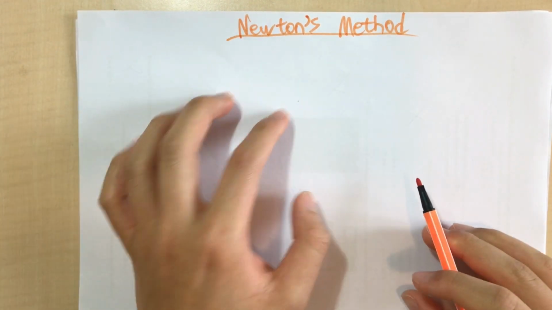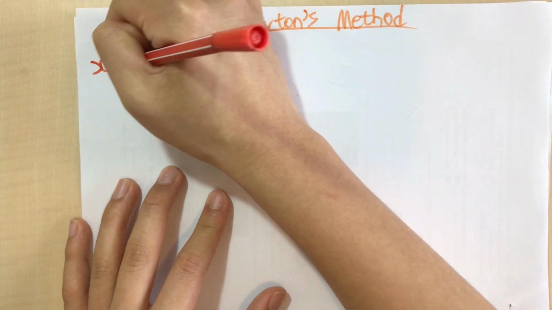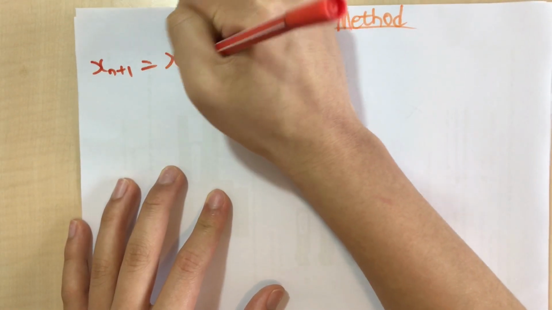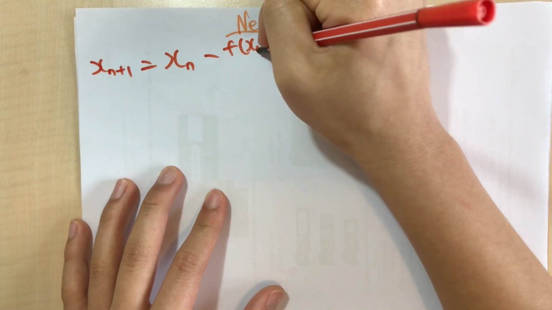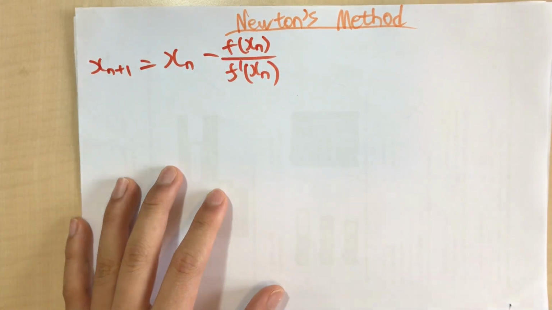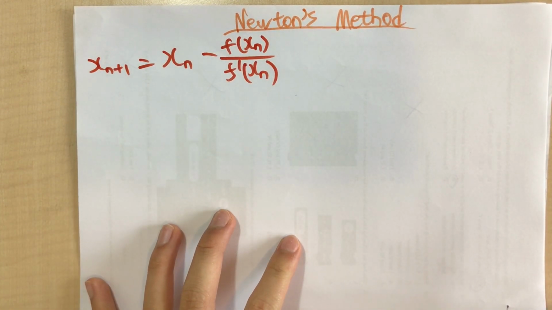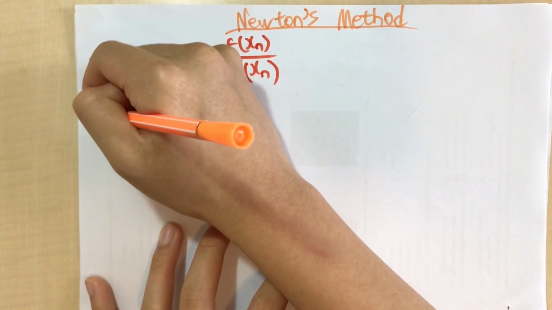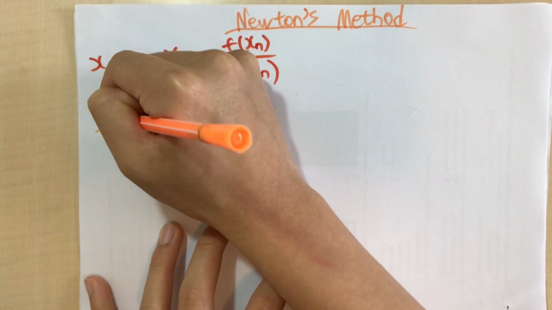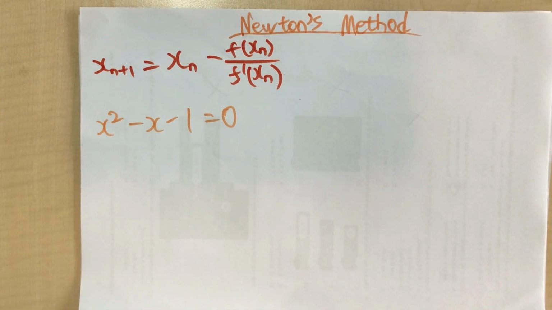Now before talking about this, I would like to write down the general formula of it. x sub n plus 1 is equal to x sub n minus f of x sub n divided by f prime of x sub n. This is the general formula. It is used for solving any kind of equations. Let's say we want to solve a quadratic equation, x squared minus x minus 1 equals 0. Indeed, this has two solutions, but Newton's method can only find one of them.